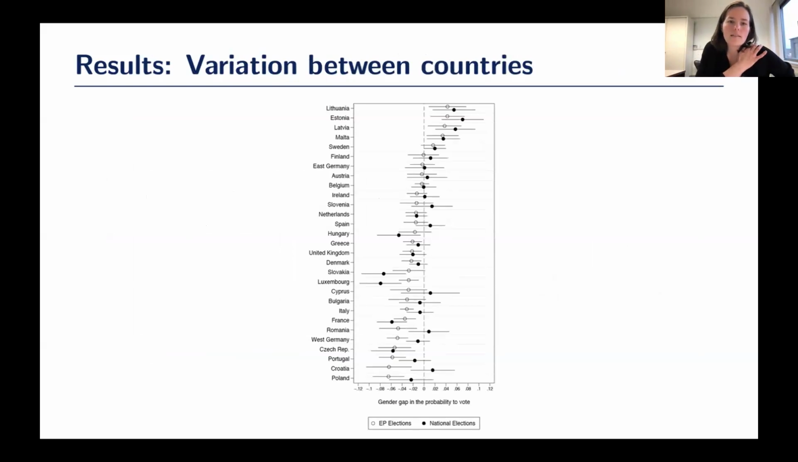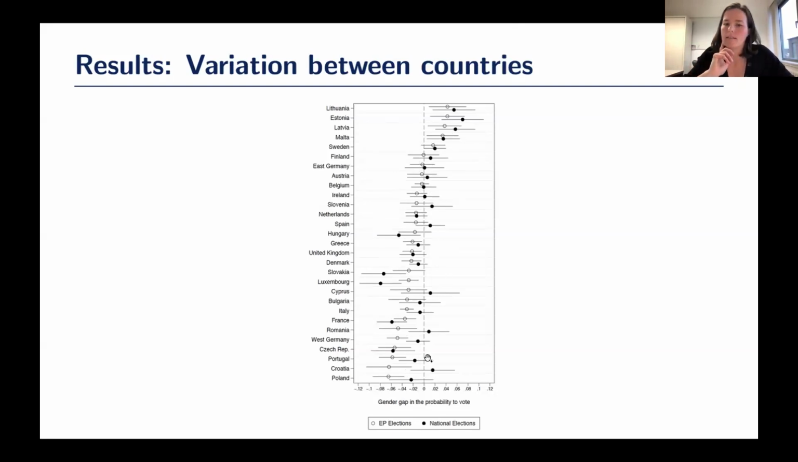What we do see is that there's quite some variation between countries in that gender gap. And what you see here is, again, 2 sets of coefficients. The hollow coefficients show the gender gap, so the effect of being a woman versus a man on the likelihood to report turning out to vote in European Parliament elections. And what you see is that in the huge majority of countries, that coefficient is negative. It is negative and statistically significant in a lot of countries as well. And there are a few exceptions. There are a few countries where, in fact, women are more likely to turn out to vote than men. But those coefficients aren't always statistically significant.